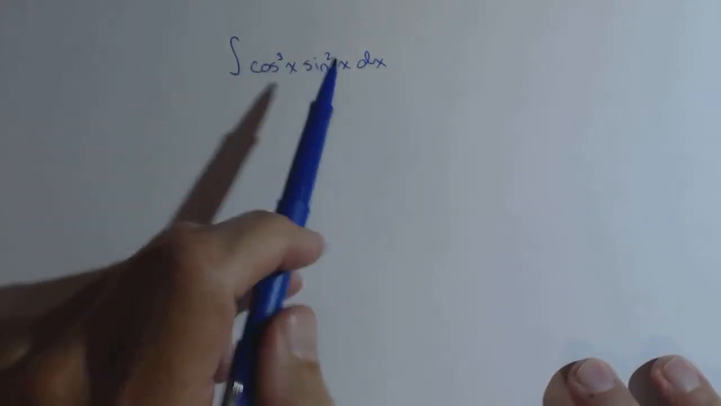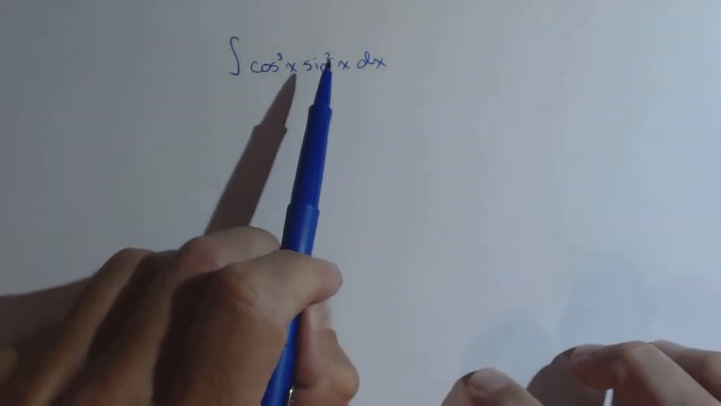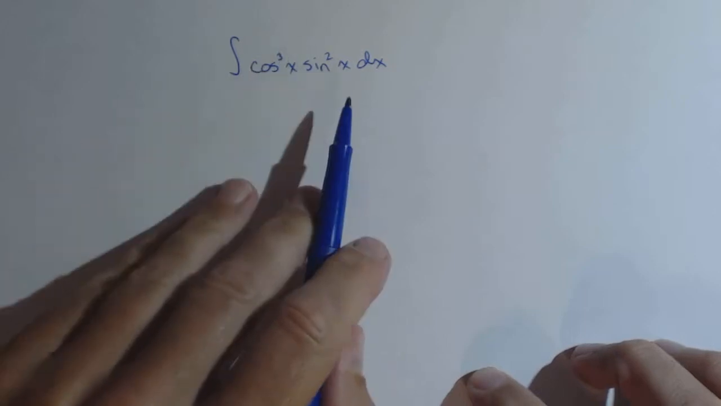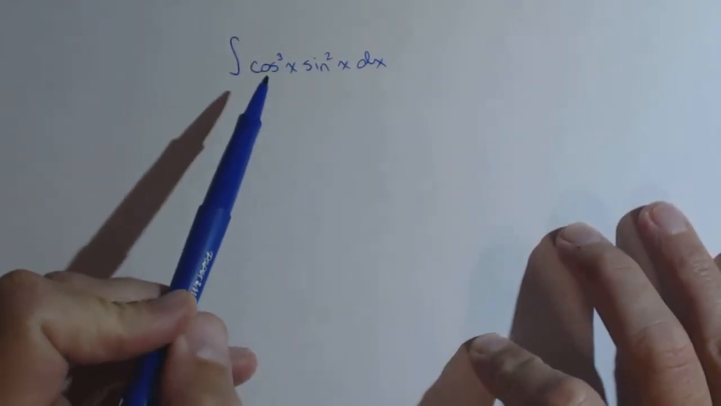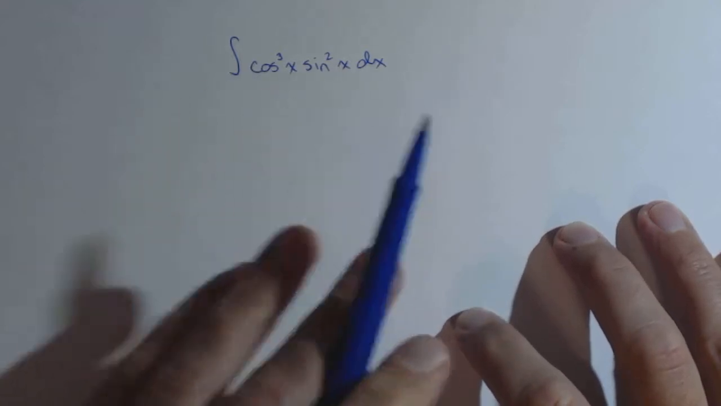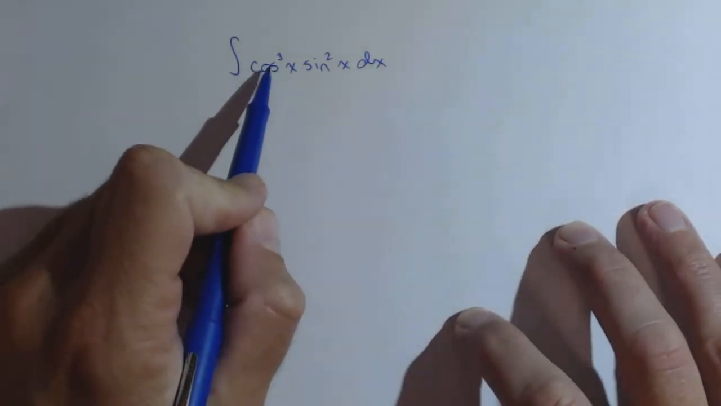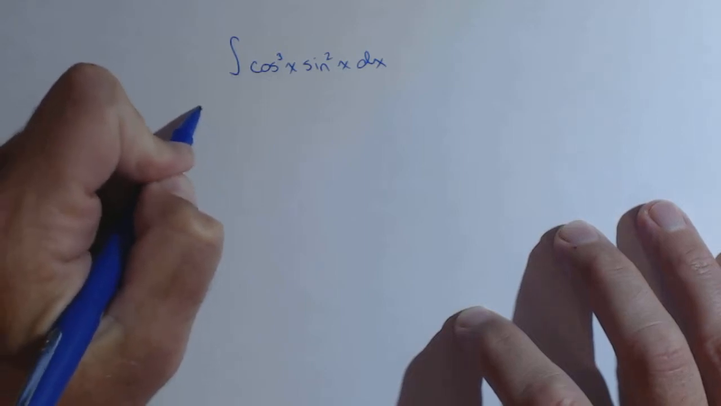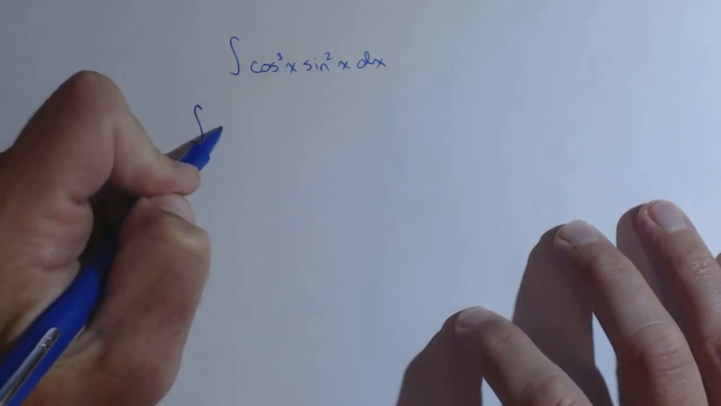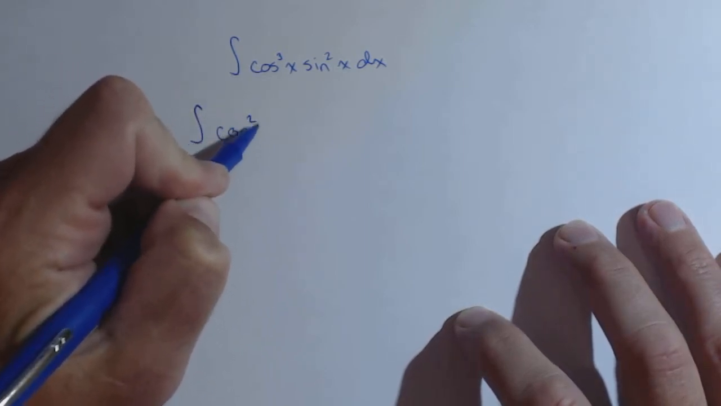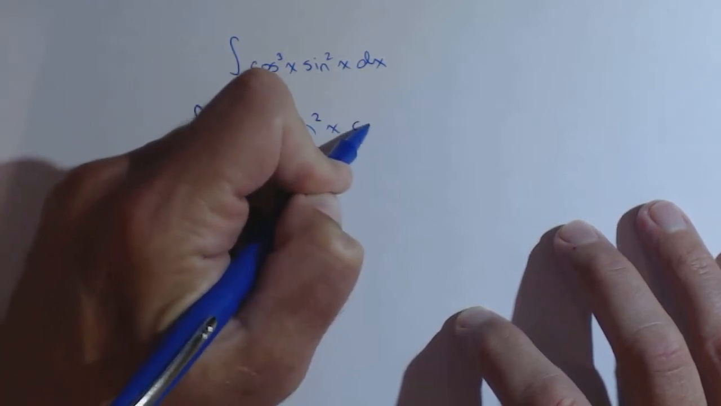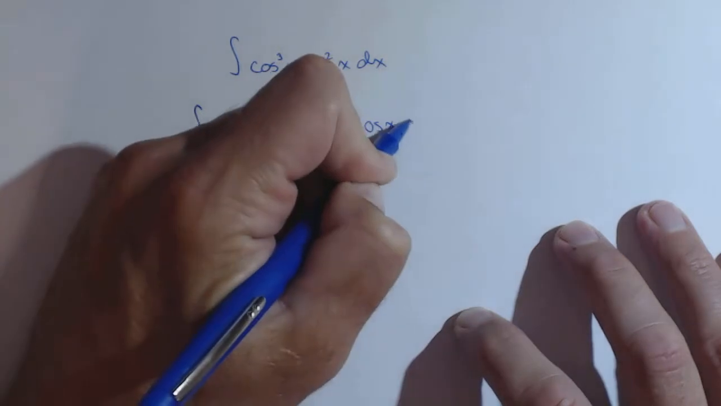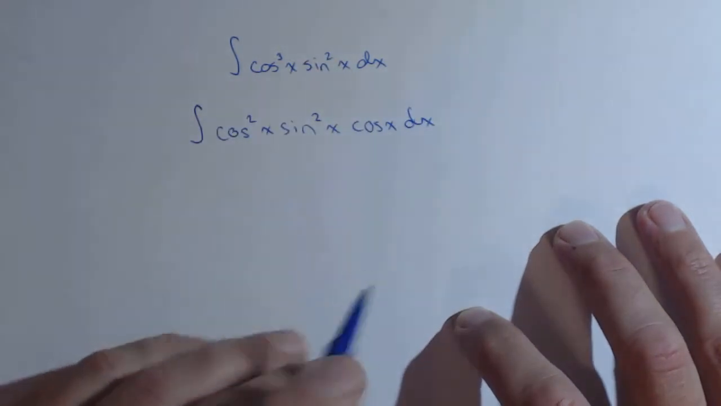In this video, we've got a product of sine and cosine, and they have different exponents. So let's see what we can do here to make this something we can calculate. Well, one of the things I notice is I have an odd number of cosines. So what I'm going to do is split one of those off, and I'll have cosine squared x, sine squared x, cosine x, dx.